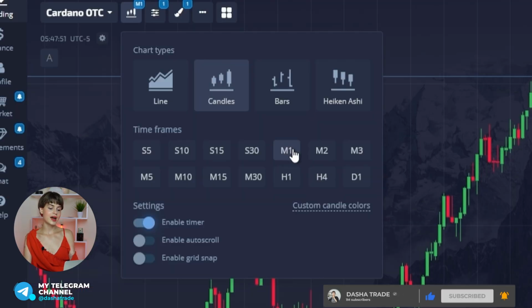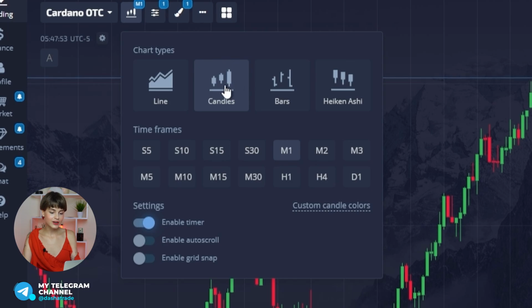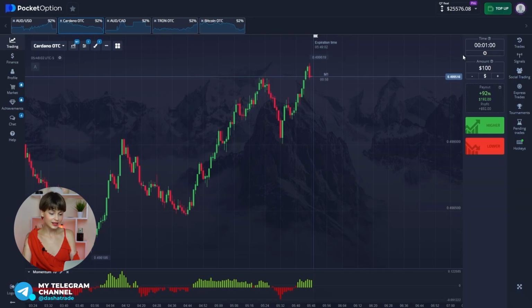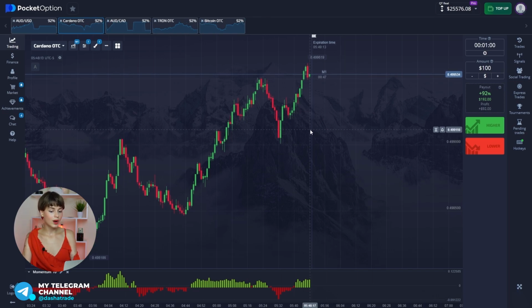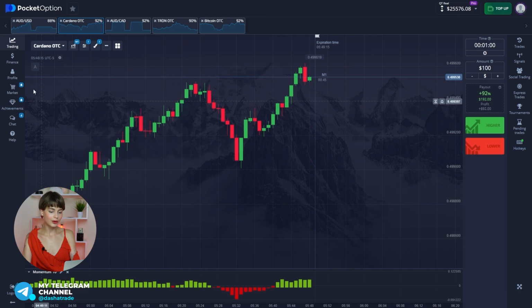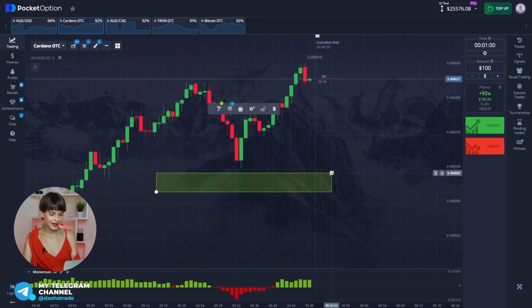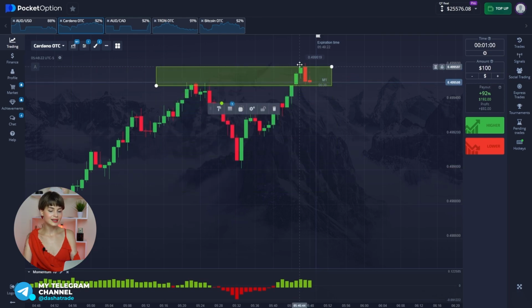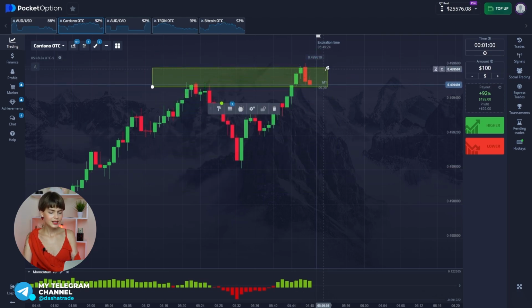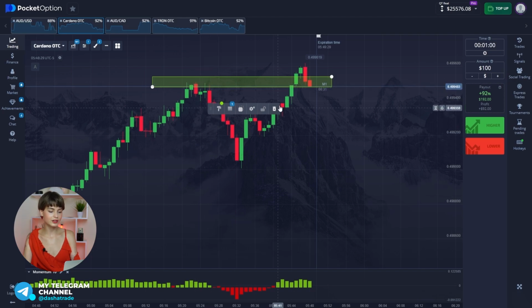So before that, we set M1 as a time frame and candles as a chart type. We've done that here, and now we set the trading time, 1 minute. Now we need to mark the levels of minimum and maximum, the ones that the price rolls back from most of the time. Let's choose to draw a rectangle. We've done that, and let's see where the price has usually been going and rolling back. It's approximately right here. Look, the price reached the spot and rolled back. It reached once again, went a little higher and rolled back again, as you see right now.